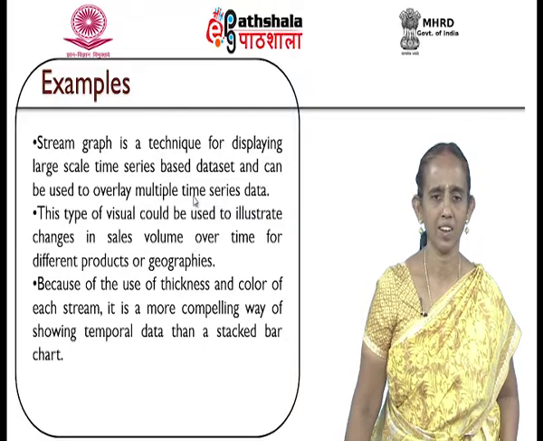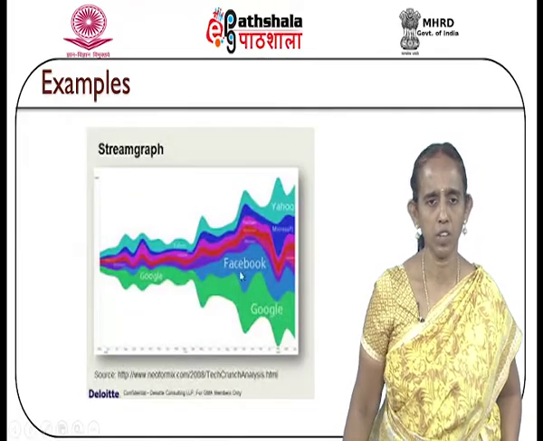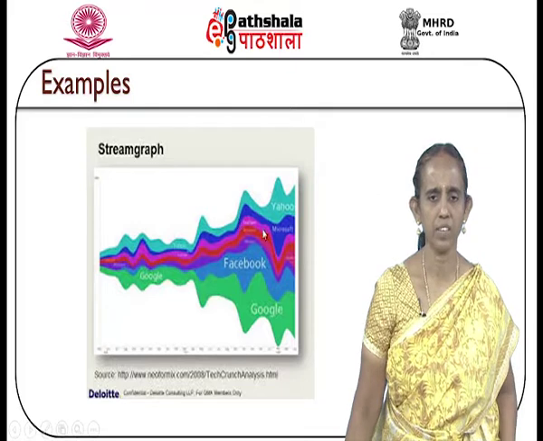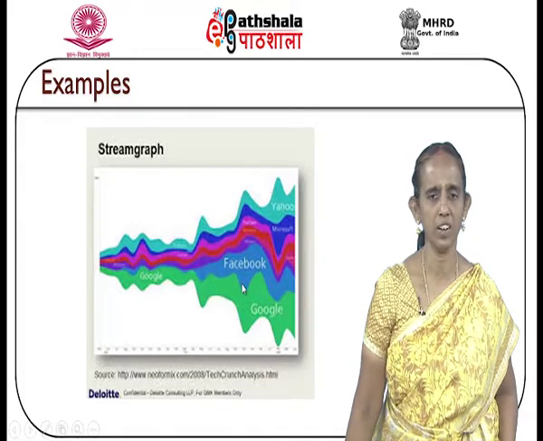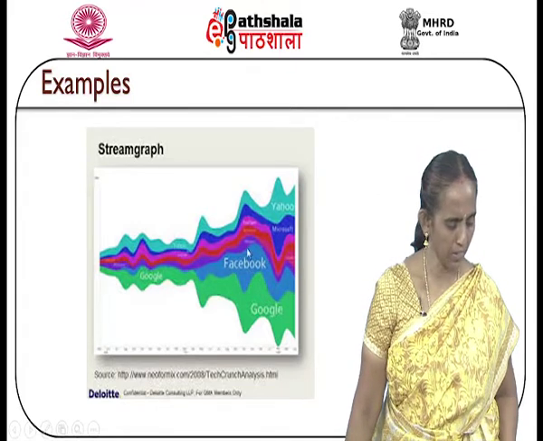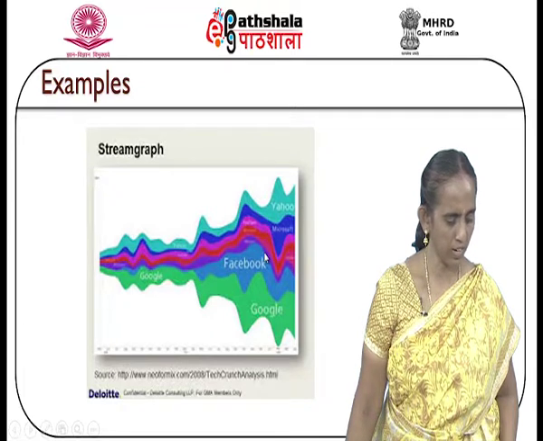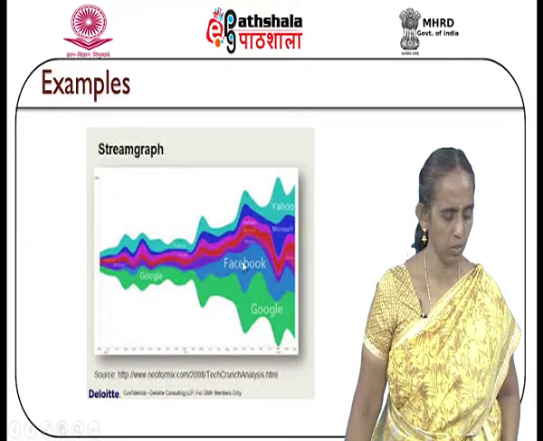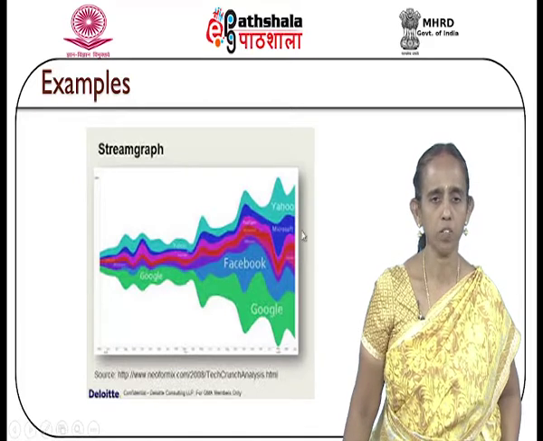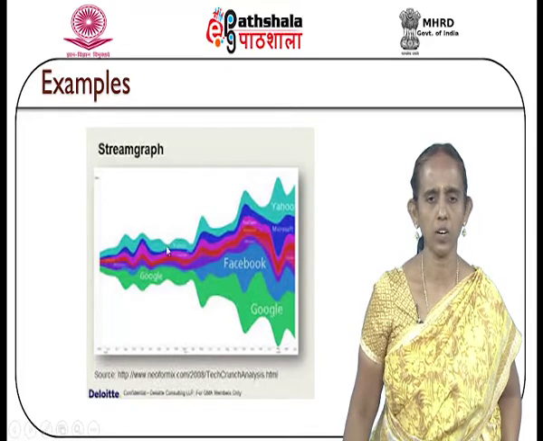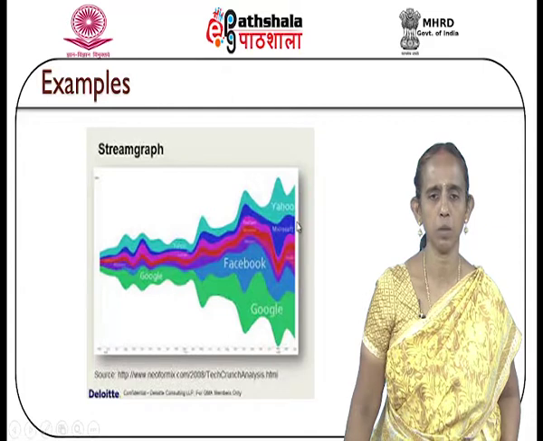So this is an example of a stream graph where we can see how much each and every data set has been viewed by each person. So this is the kind of data set: Facebook, here comes Google and Yahoo. With respect to time, this is a starting time, this is the end time over which the stream graph data has been taken.